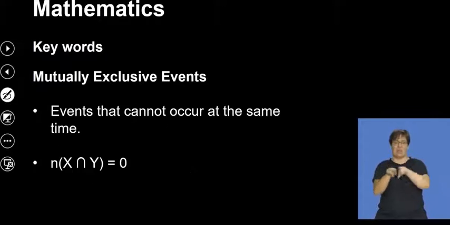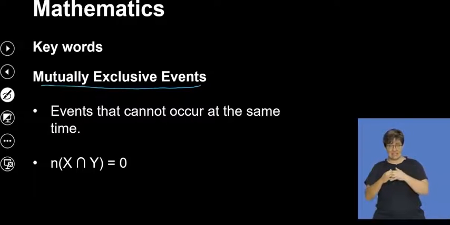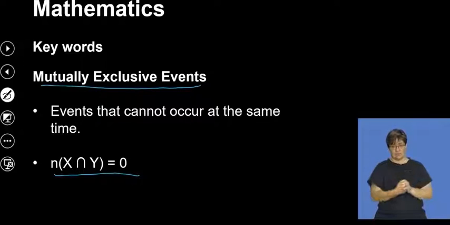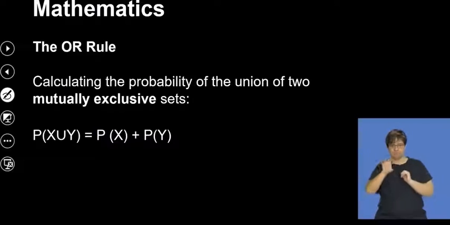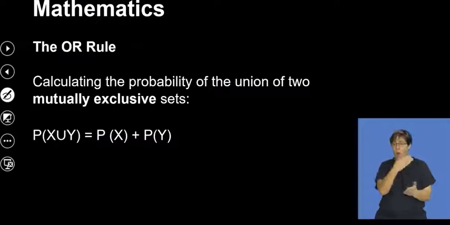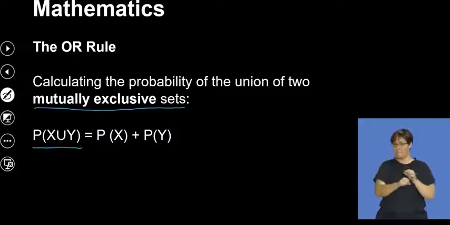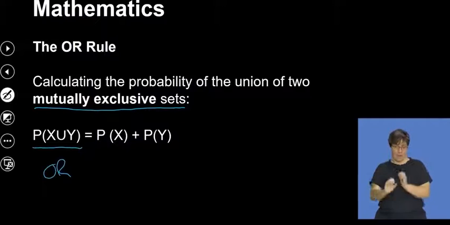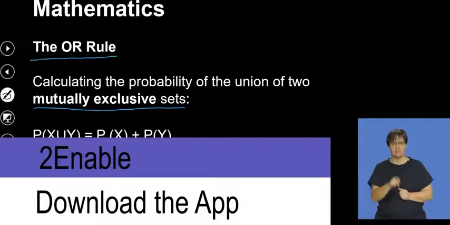When this happens, we say that these events or sets are mutually exclusive. They cannot happen at the same time. The intersection is 0. And so we can represent it like that, as we've seen. And when we calculate the probability for mutually exclusive sets, we recognize the probability of X or Y happening is equal to the probability of X plus the probability of Y. We call this the OR rule.